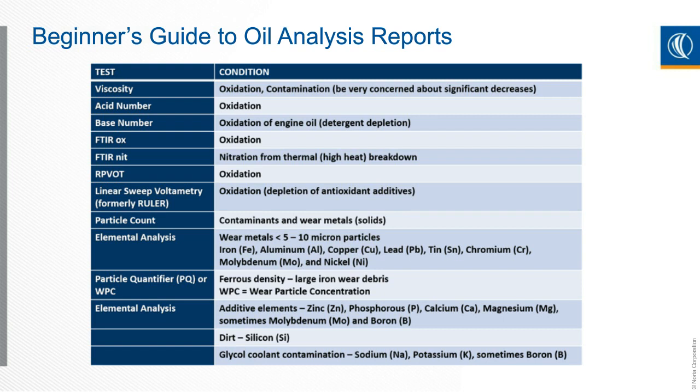That's why we want to pair it up with something like a particle quantifier or ferrous density, let's say. Ferrous density lets us look at the larger iron wear debris. So as wear starts to get a little bit more vigorous, a little more intense, unfortunately, in the machine's condition, you're going to start seeing not the smaller particles, but larger wear debris particles as well. So having that ferrous density analysis and your wear particle concentration will let you know what stage of wear is occurring in your machine.